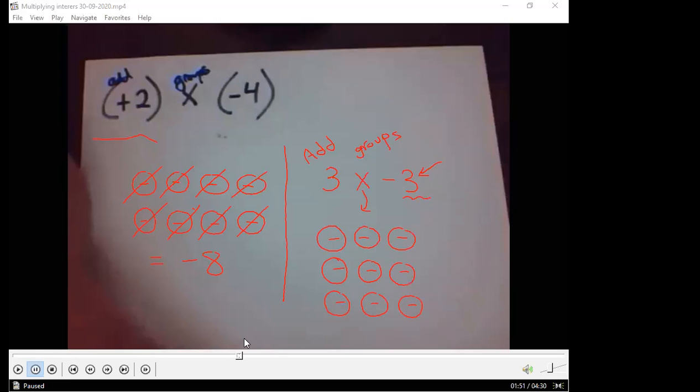Okay, then by the end, the answer will be how many? Negative 9. Negative 9, exactly. So the answer will be equal to negative 9.